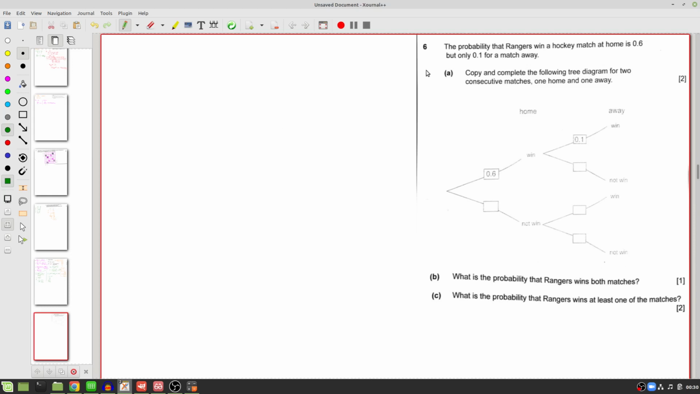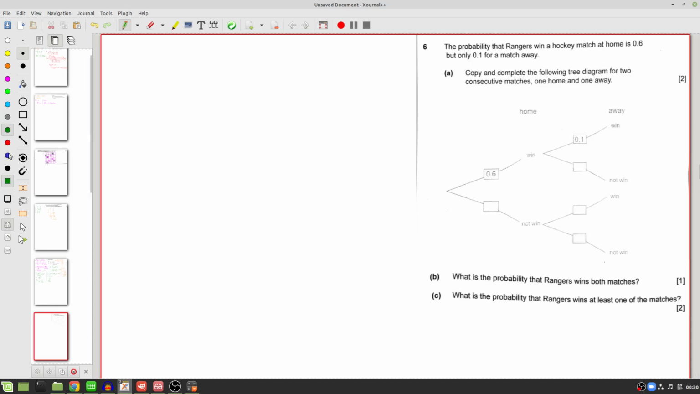Okay, question 6. We're told that the probability that Rangers win a hockey match at home is 0.6, but it's only 0.1 for a match away. Copy and complete the following tree diagram for 2 consecutive matches, 1 home and 1 away.